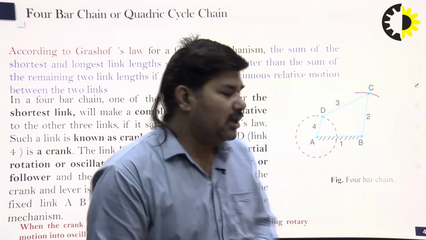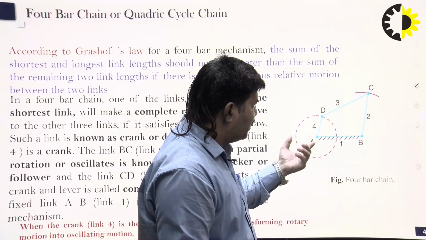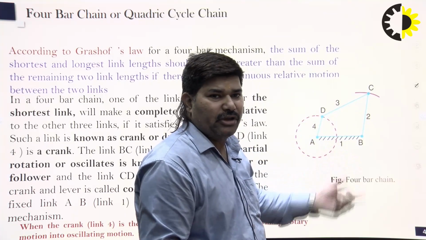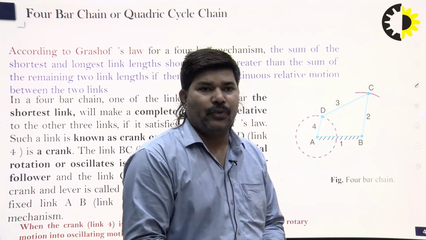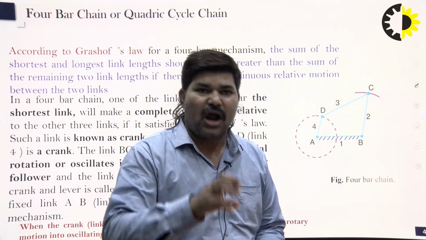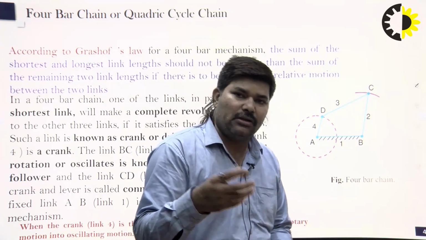You can see here in the four-bar chain figure A, there are 4 linkages, and one link is fixed. In the case of the shortest link and longest link, the summation of the shortest and longest link should not be greater than the summation of the other remaining two links.